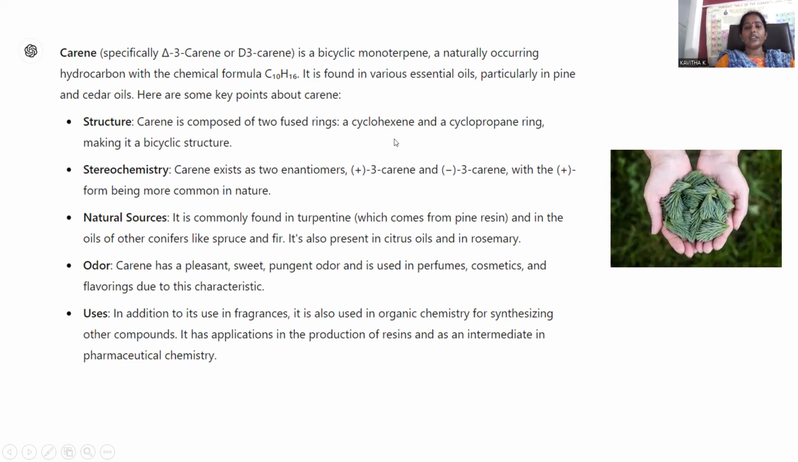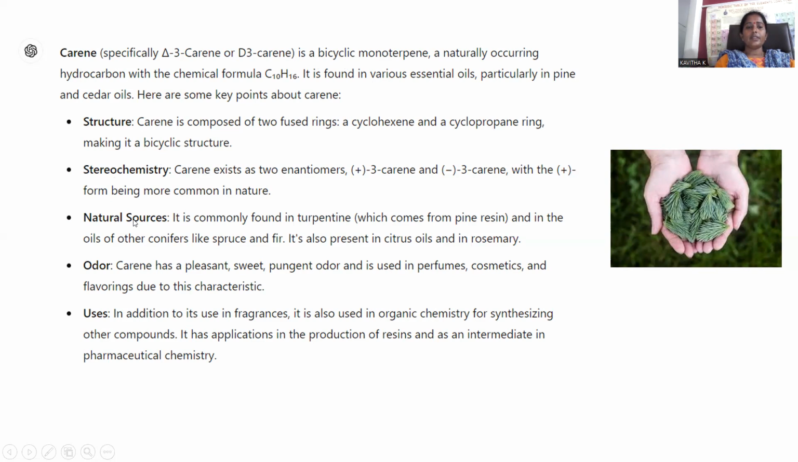Cyclohexene. Cyclohexene means what? A six-membered ring with one double bond is called cyclohexene. And a three-membered ring without any double bond is called cyclopropane. One is a six-membered ring, another a three-membered ring. Two ring structures in that, making this bicyclic structure. Stereochemistry.